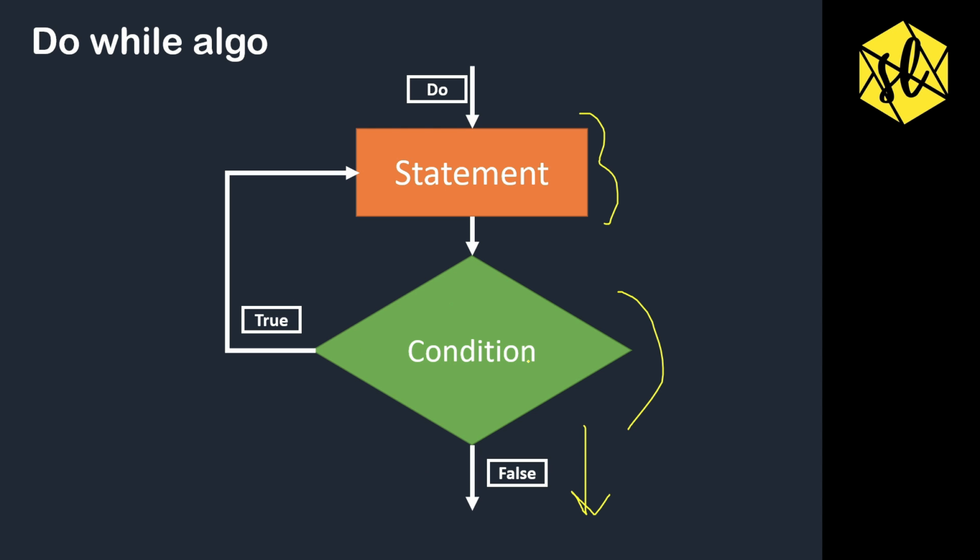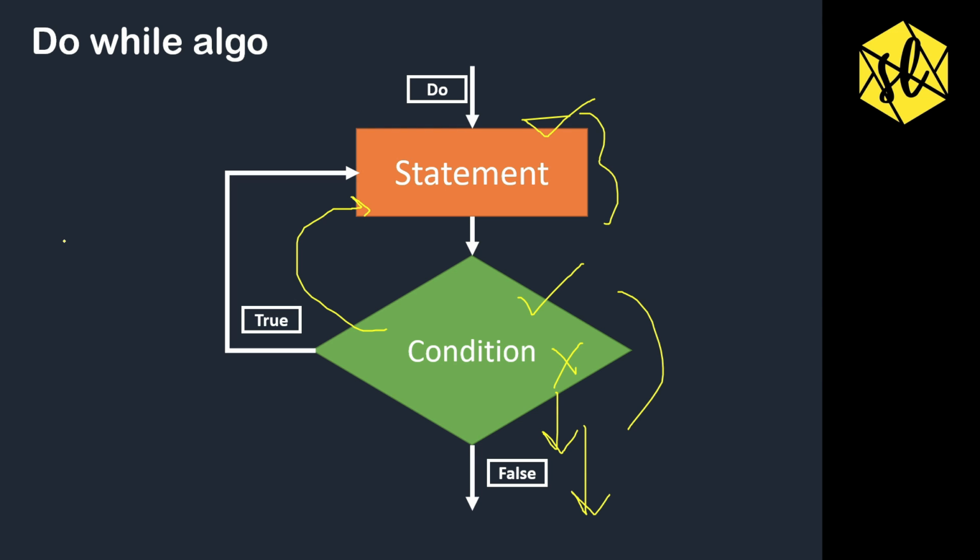Let us read that again. Do this statement. After that, check the condition. While this condition is true, execute the statement again. But if the condition is false, terminate the program. This is what happens in do while. You see, while and do while are very much equivalent, or you can say both are very much the same, but the way of achieving the goal is different in both scenarios.